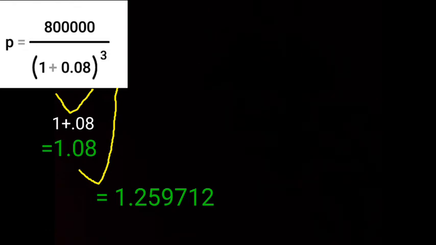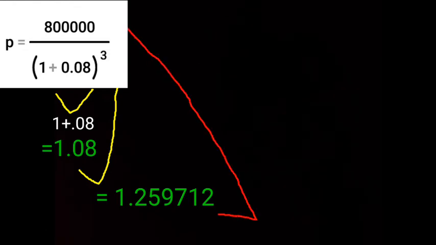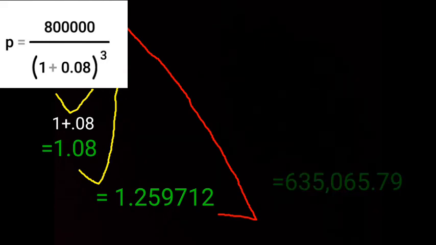1.259712. And after that, divide 800,000 by 1.259712, and that is equal to 635,065.79.